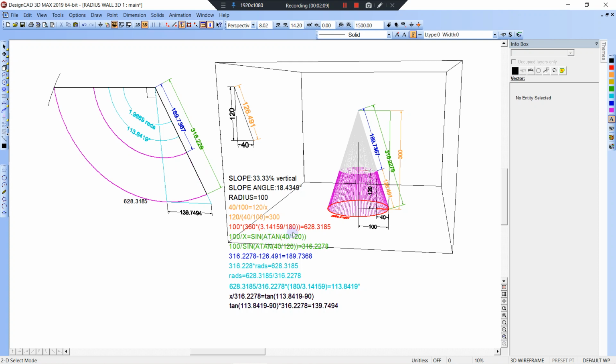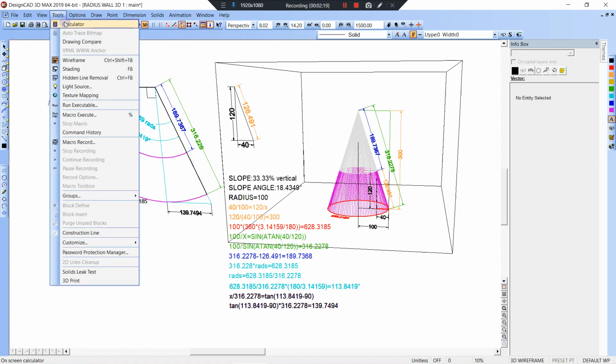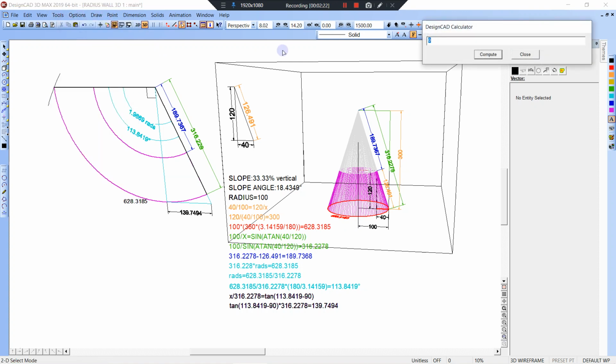What's the next piece we need? We have 300 and we have 100. You could use the Pythagorean theorem. Why don't we do that? Tools, calculator, square root of 100 squared plus 300 squared, and we end up with 316.2278. That's that diagonal.